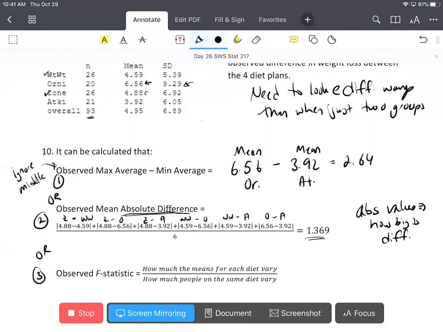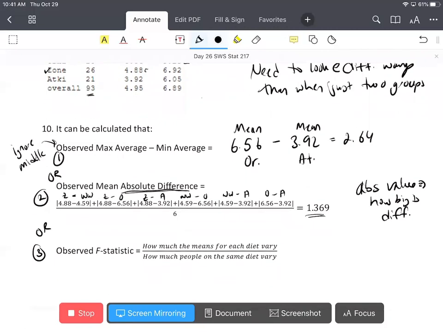Or there's something called the F statistic. We're not going to have to calculate this, don't worry. You're going to get this out of the applet. It is how much the means for each diet vary divided by how much people on the same diet vary. It talks more about variability diet to diet or person to person.